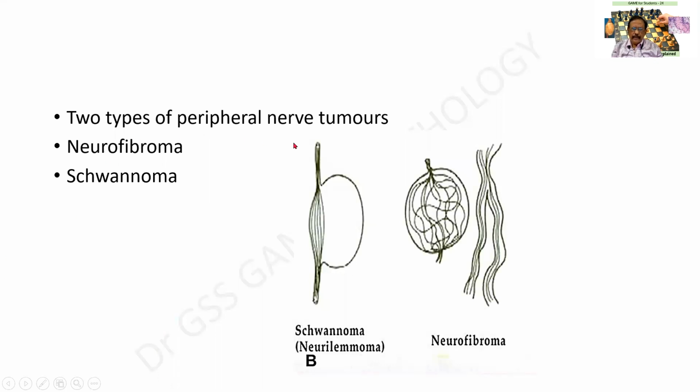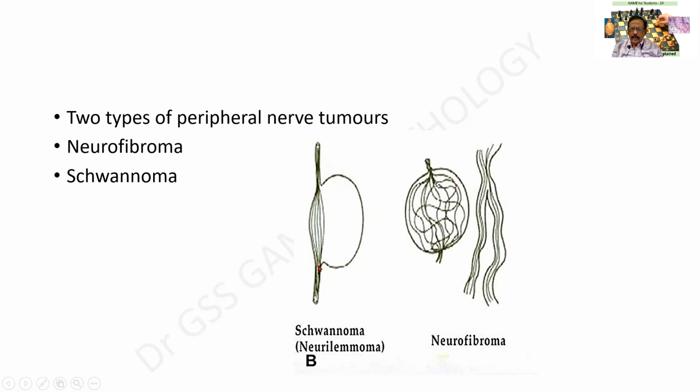There are two types of peripheral nerve tumors. One is a neurofibroma, another is a schwannoma. These are diagrammatic representations of the tumors. So this is a peripheral nerve and you find that there is a tumor arising within it, which is called the neurofibroma. The nerve itself appears inflated and ovoid in outline. Sometimes it can be plexiform and hanging. This is a neurofibroma.